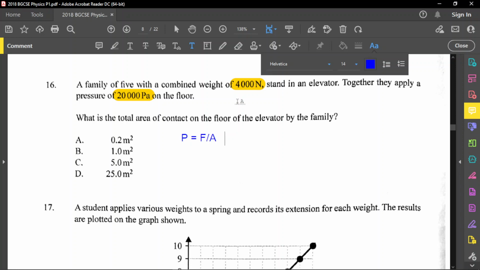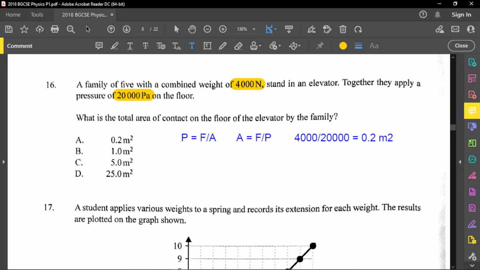All right, so therefore to find the area, the simple formula is going to be force divided by the pressure. Okay, and so we're going to have here the force, which is 4,000, divided by 20,000. All of that is going to equal 0.2 meters squared. All right, so our answer here is A.